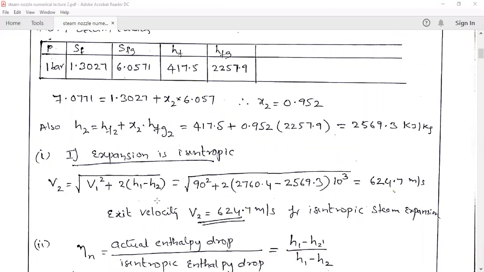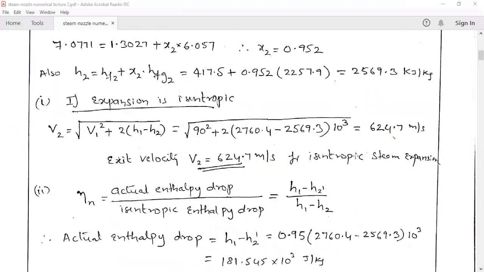So this velocity will be equal to, the initial velocity is given as 90, so 90 square plus 2 times (H1 minus H2), these two values which are obtained above. Please don't forget to multiply by 10 power of 3, because all the H values you find out will be in kilojoules per kg, but here you need to substitute in joules per kg. Hence, please make sure you use this 10 power 3 without fail. So you get the velocity of 624.7 meters per second as the exit velocity.